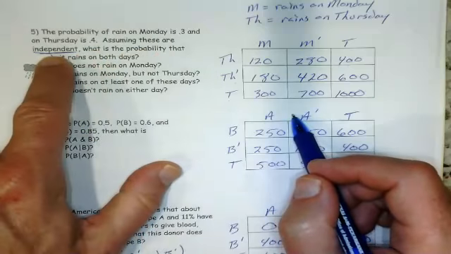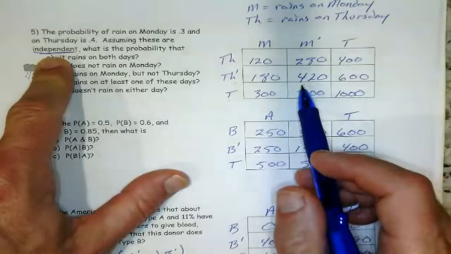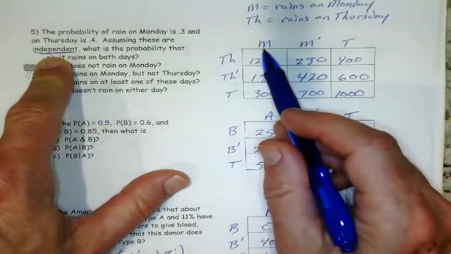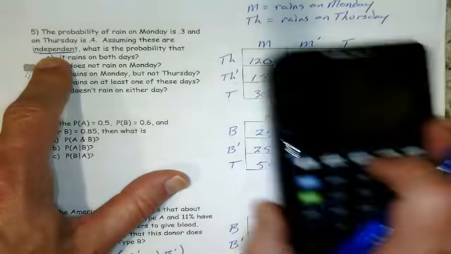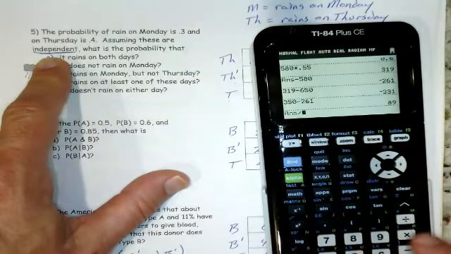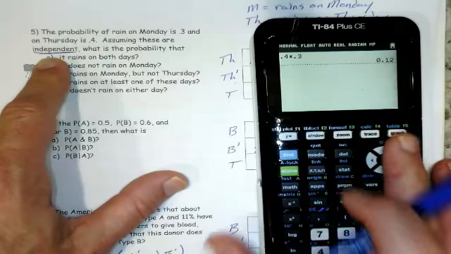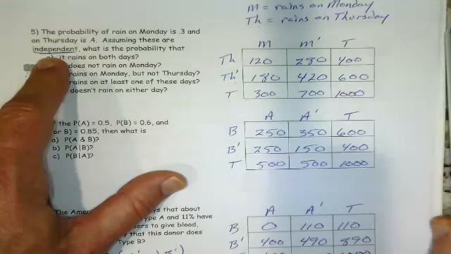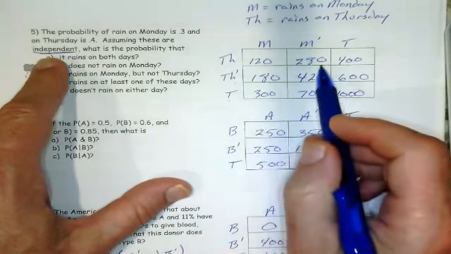Assuming these are independent. Okay, I'm going to stop right there. Screeching halt. These are independent. Then to find the probability that it rains on Monday and Thursday, we multiply. And this is where I've really had people having problems. 0.4 times 0.3, those are my two numbers there. That's 0.12, not 1.2. 1.2 is greater than 100%. So it's 0.12.